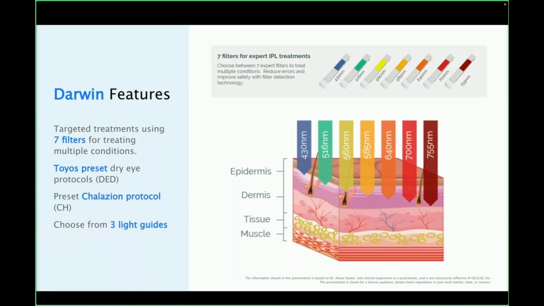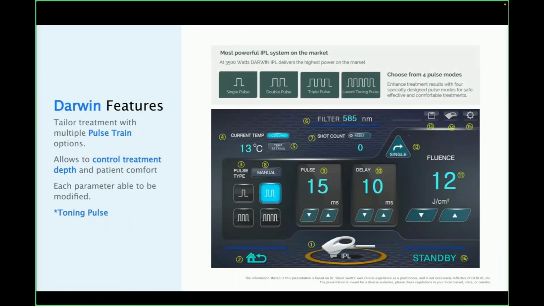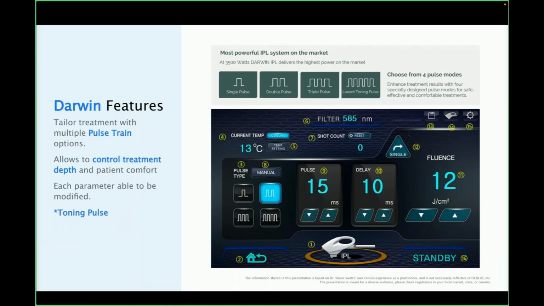On the Darwin, we do have Toyos presets in there. Most of you are probably familiar with the Toyos protocols. If you're not, please go look it up. There's preset chalazion protocols, and you have 3 light guides to choose from, which allows you to get into the nooks and crannies around the eyes that sometimes these devices who have one light guide, you're not able to do that with. Some other features is Pulse Train.